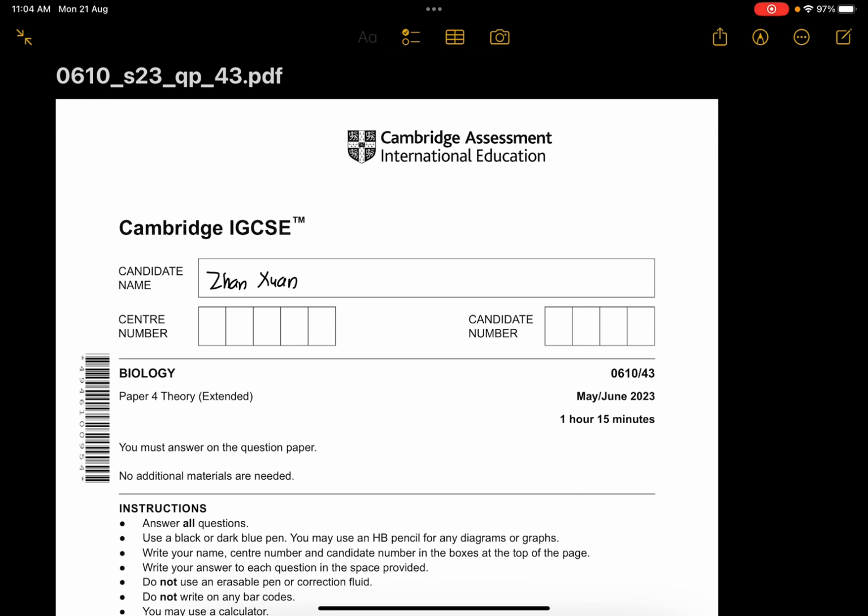So today we are going to do the 0610/43 May-June 2023 Paper 4 Theory Extended.